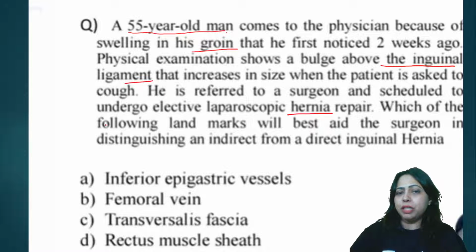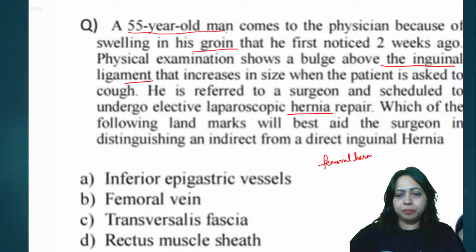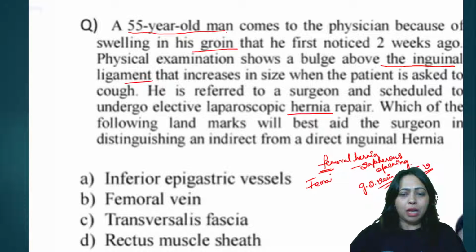Femoral hernia happens through the saphenous opening, where the great saphenous vein joins the femoral vein. That happens more in females. Remember this: F for female. That's how I would suggest you remember some key things quickly. This is how you remember that femoral hernia is more common in females.